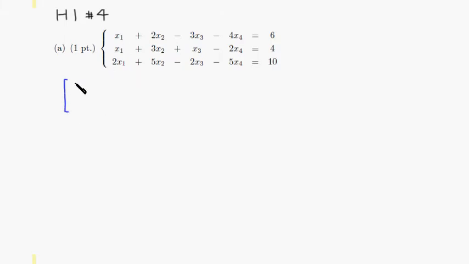So it's going to be 1, 2, -3, -4. Then the right hand side is 6. And you have 1, 3, 1, -2, then the right hand side is 4, and 2, 5, -2, -5, and the right hand side is 10.